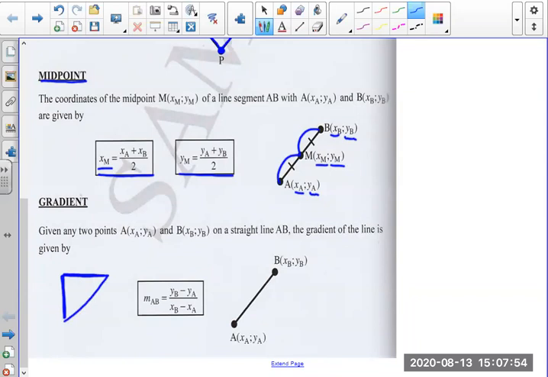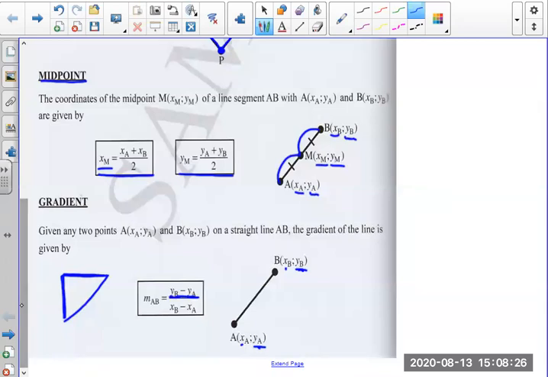Okay. So, how do you get the gradient between any 2 points? You take the y values and you subtract them. You must start with the y's on top. In science, you say delta y over delta x. I don't know if you have science. So it's the difference between the two y values divided by the difference between the two x values.